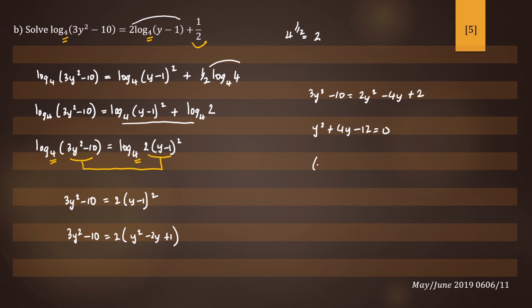When we factorize, our factors will be y plus 6, y minus 2 equals 0. So we have two possible values: y equals negative 6 and 2. Now logarithms can't have negative arguments, so this value won't be valid. You can try that by substituting back into your question. So our only solution is y equals 2.